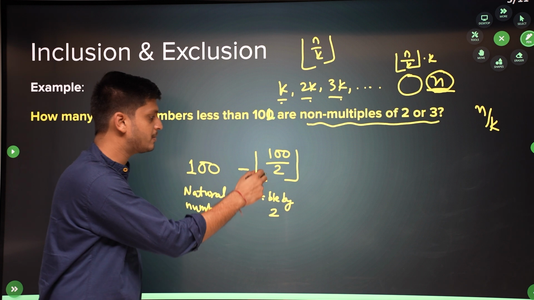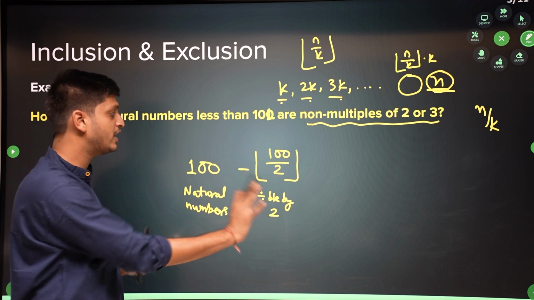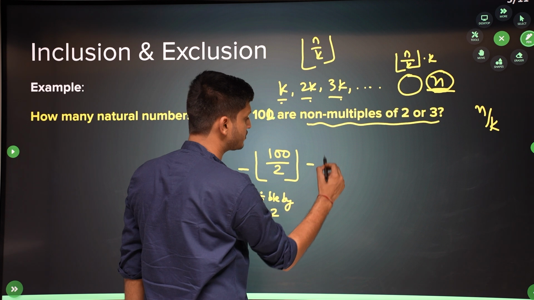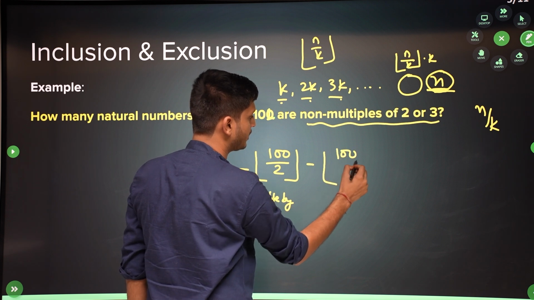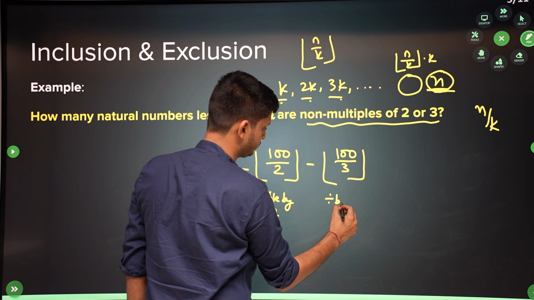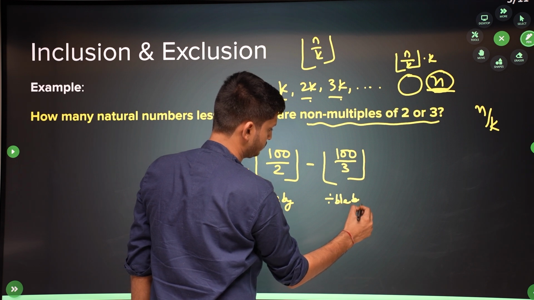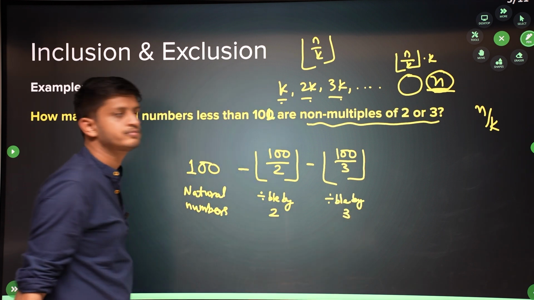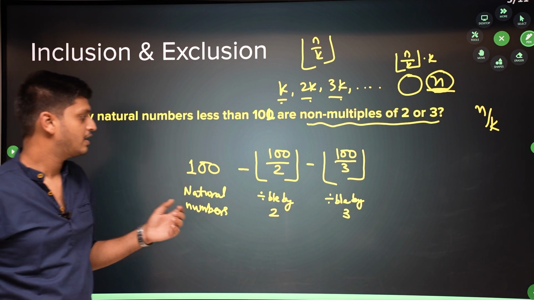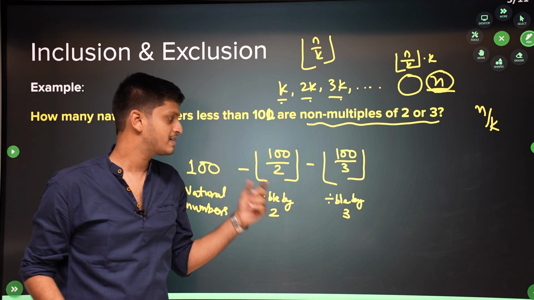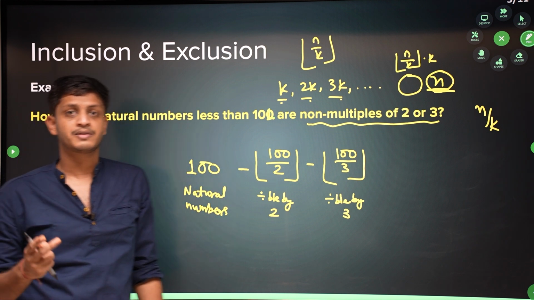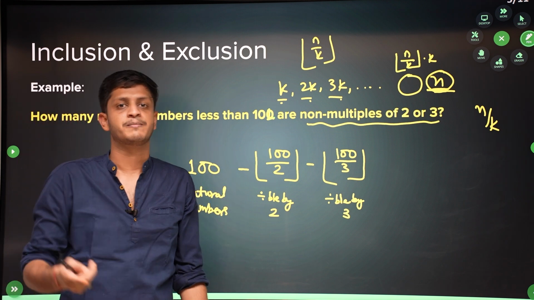So I subtracted all the numbers which are divisible by 2. There are 50 numbers which are divisible by 2. Now similarly, I will subtract all the numbers which are divisible by 3. So it will be floor of 100 by 3. Okay. Now again inclusion exclusion. I subtracted all the numbers divisible by 2 and I subtracted all the numbers divisible by 3. But actually I subtracted the numbers divisible by both 2 and 3 two times.